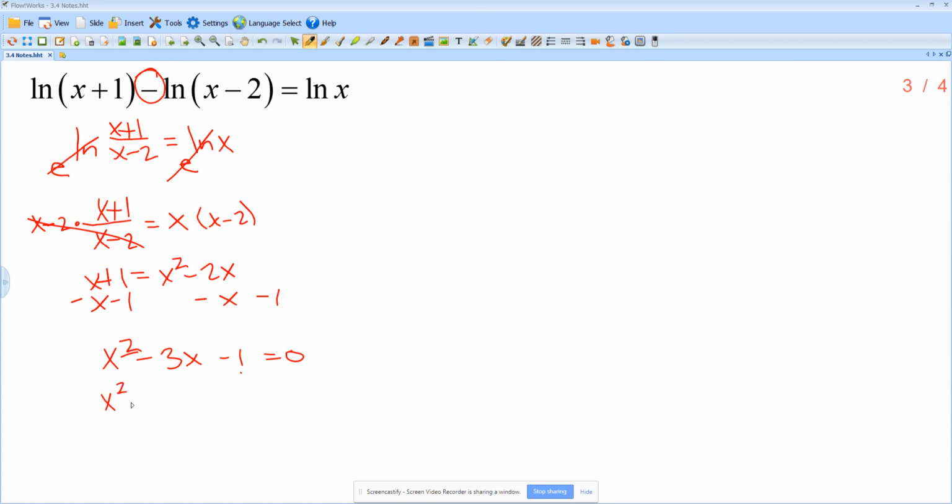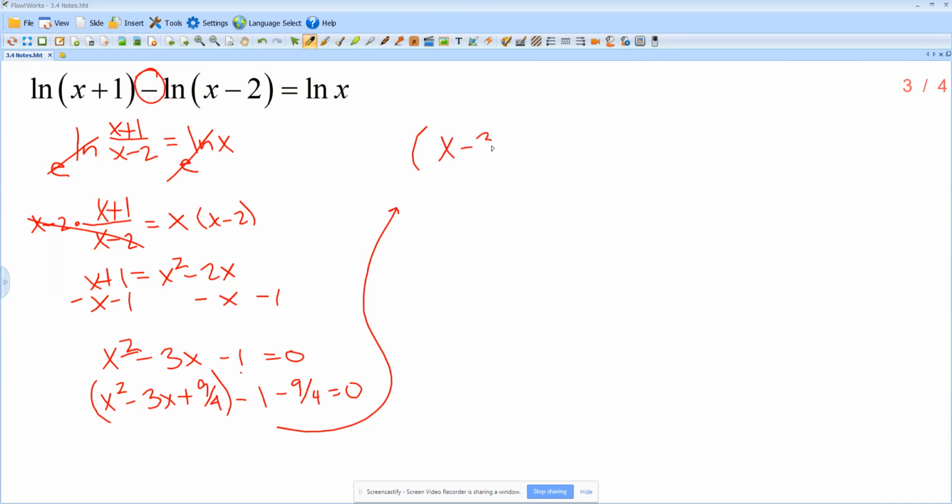That gives me x squared minus 3x plus 9/4 minus 1 minus 9/4, don't need a parentheses there, equals 0. Bring this back up. (x minus 3/2) squared minus 13/4 equals 0. Negative 1 is negative 4/4, and another negative 9/4 gives me negative 13/4. At this point, I've now completed the square. What I have to do is solve.